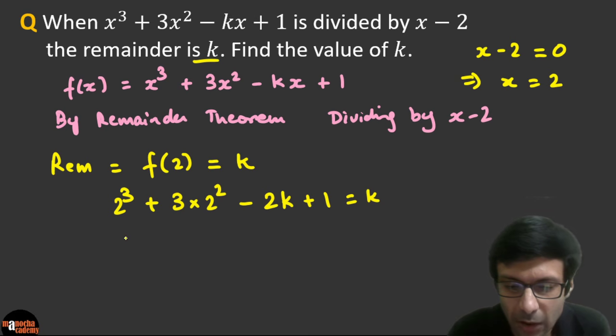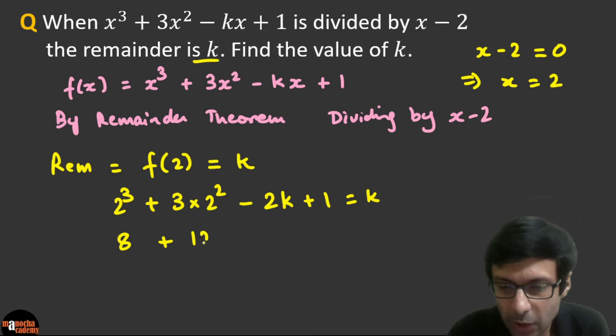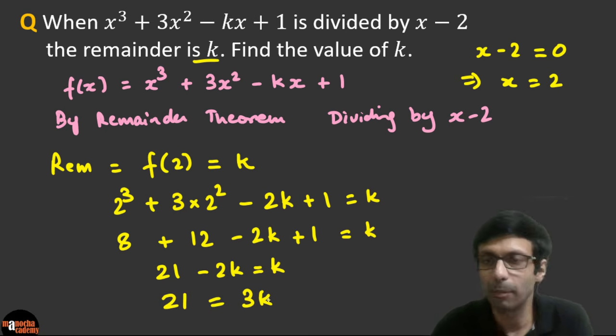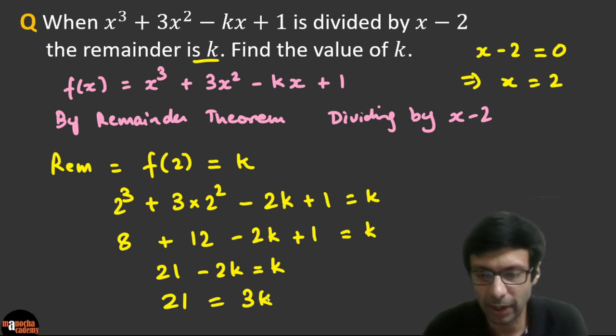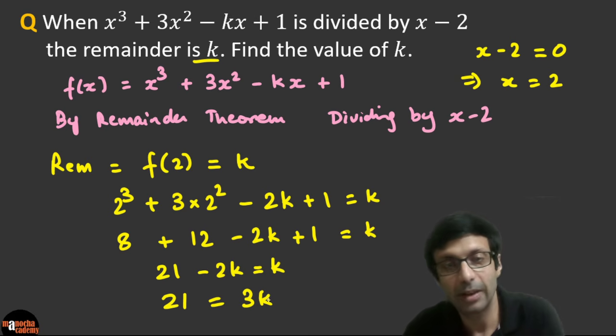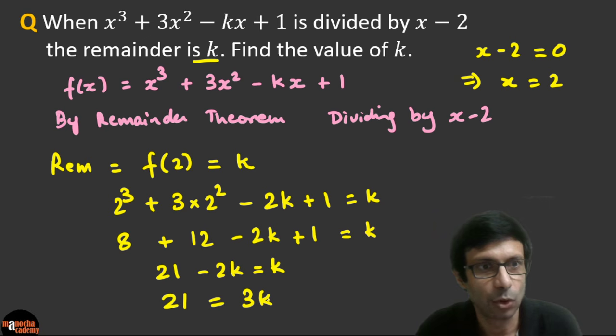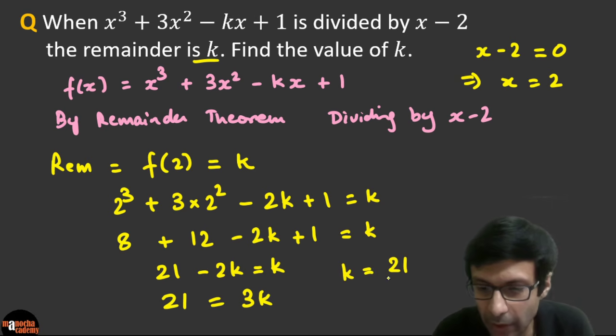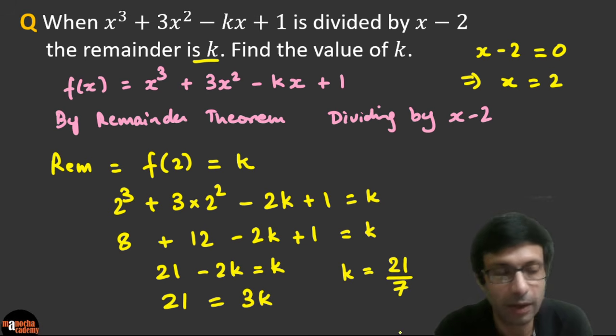So what do we get here? This is going to be 8 plus 3 times 4, so that's 12, minus 2k plus 1 equals k. So I think we are getting 21 minus 2k equals k. If we take this to that side, we get 21 equals 3k. Please check if I'm making any mistake. And look here, the remainder k is on this side. So k should turn out to be 21 by 3, because 21 equals 3k.